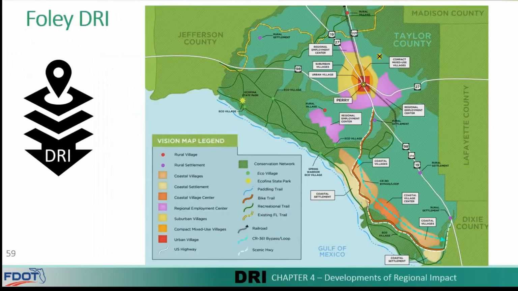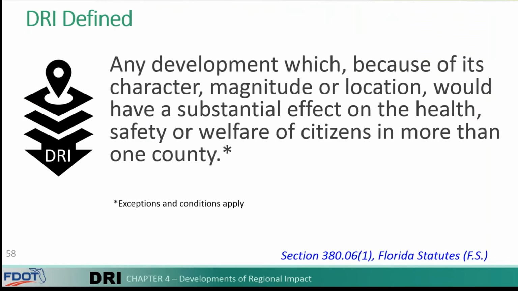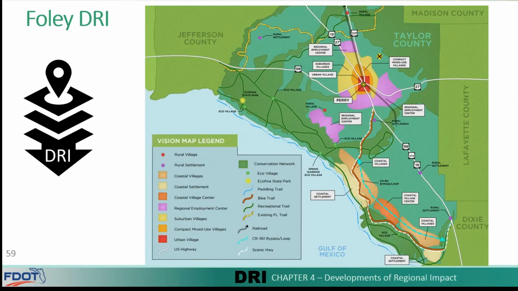Okay, so the definition for DRIs is here. Any development that, because of its character, magnitude, etc., would have a substantial effect on the health, safety, or welfare of citizens in more than one county. And what's different now is, let's say, read the asterisk. Exceptions and conditions apply, and that really affects what's considered a DRI, what needs to go through DRI review in the state.